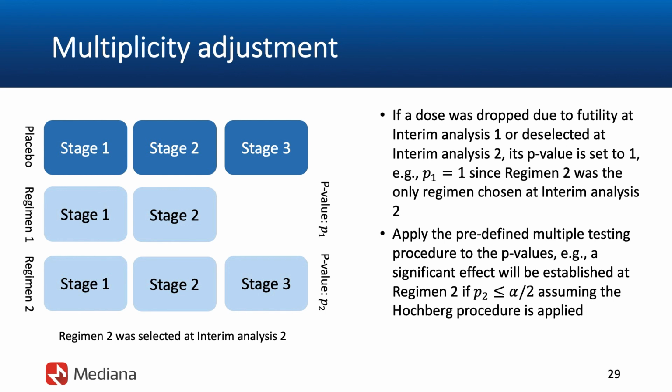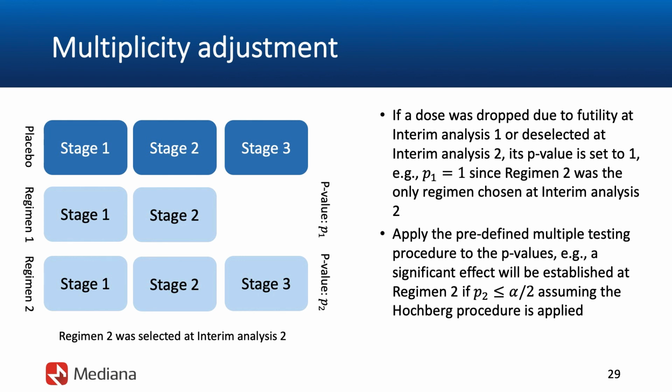However, in the context of an adaptive design, it is possible that a regimen could be either dropped for futility at the first interim analysis, or it could be deselected because it does not look very promising at the time of the second interim analysis. How do we then deal with the p-value definitions for the final analysis if a certain regimen is not simply available? It was discontinued earlier in the trial. In that case, the p-value corresponding to the comparison of that regimen to placebo is going to be set to 1. In this particular case, p1 will be set to 1 because regimen 2 was the only regimen chosen at the second interim analysis. And after that, we're going to apply the predefined multiple testing procedure to the resulting p-values.